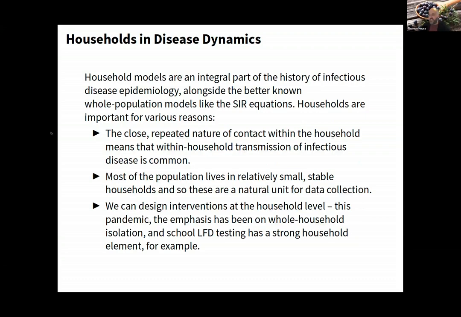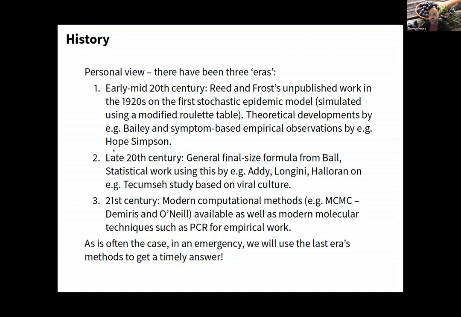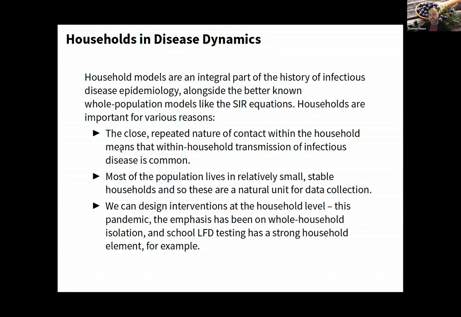But the close, repeated nature of these kinds of contact means that there is a reasonable amount of transmission, although it's far from 100% as people often think it is. Sorry, I've jumped. Right. Most people do live in households, and a lot of interventions are household level interventions, right?